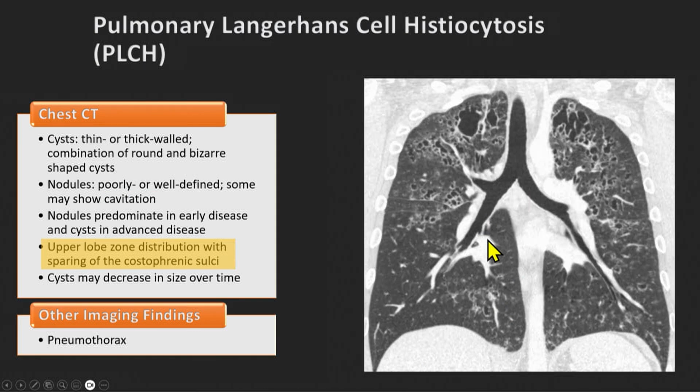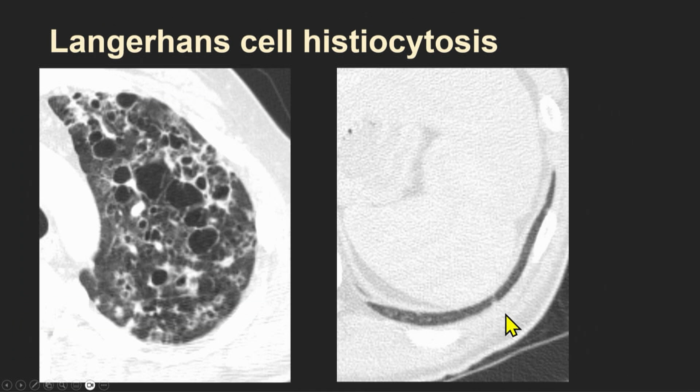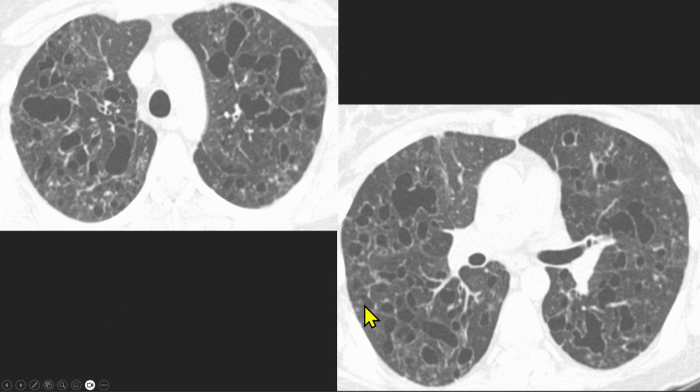I alluded to the upper lung preponderance as well. And so this is, again, just demonstrating that upper lung preponderance. Costophrenic angles are classically spared. Another example here of Langerhans cell histiocytosis. Again, these very interesting, bizarre-shaped cysts. They don't look pretty, and then these areas of nodularity, some of which have cavitated out, costophrenic angles spared.